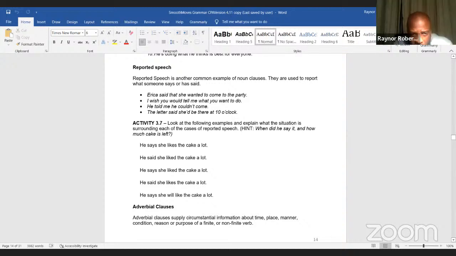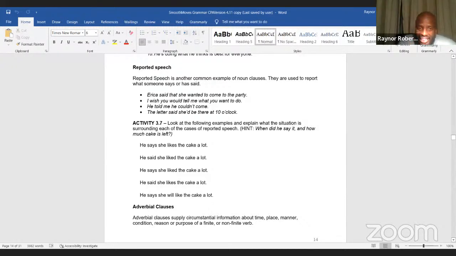Right. But this time, does she like the cake now? That we don't know. She liked it. That's all we know. In the past, she liked it. We can assume she doesn't like it anymore, whereas in the first one, she continues to like it. But he continues to say habitually that she liked the cake a lot.